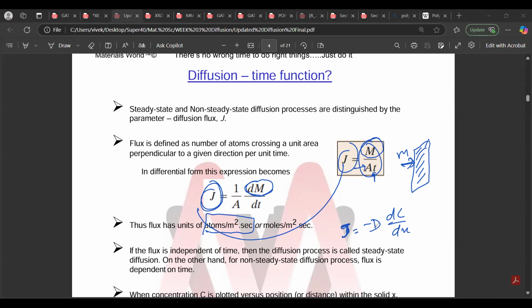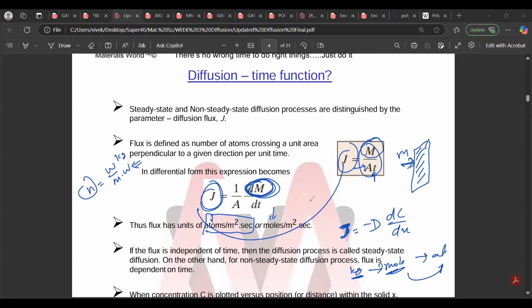If you see this, look at the unit. J has the unit of, let's say, moles or atoms or kg. Everything is just amount, right? You can always convert kg into moles, and moles into atoms. How? What is the definition of a mole? The number of moles is weight divided by molecular weight. So you have the kg and a fixed molecular weight, so you can find the moles. And one mole has N number of atoms.